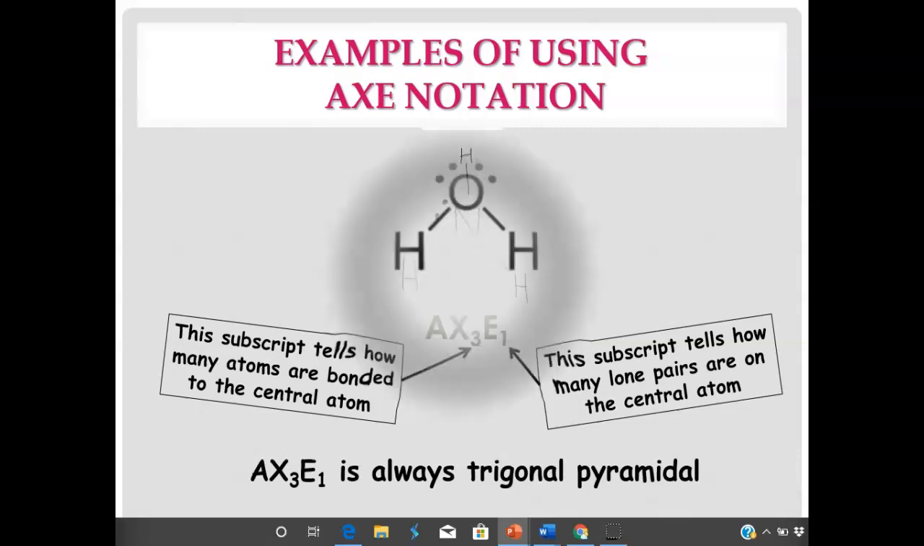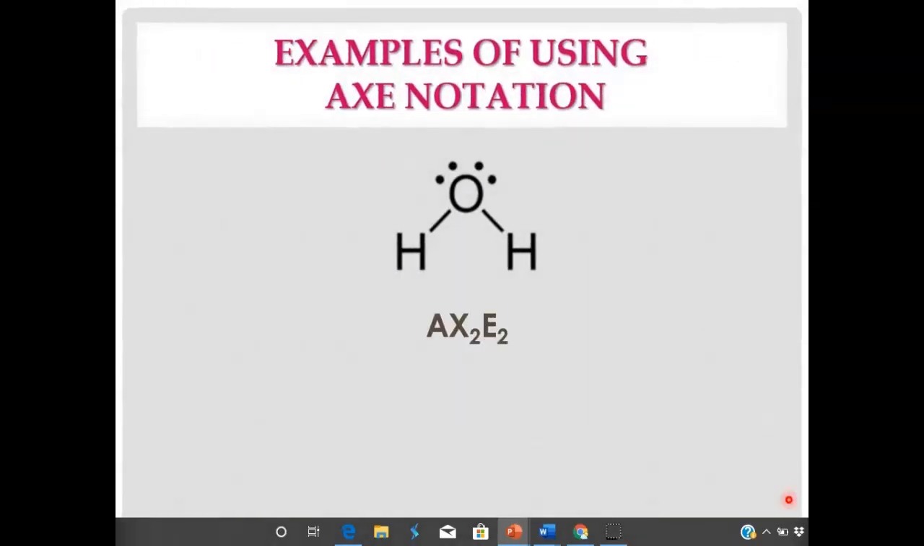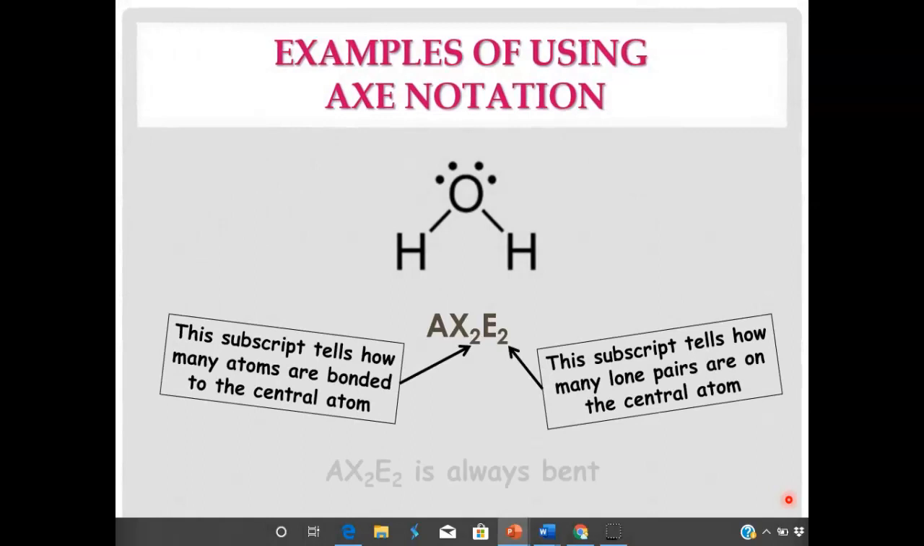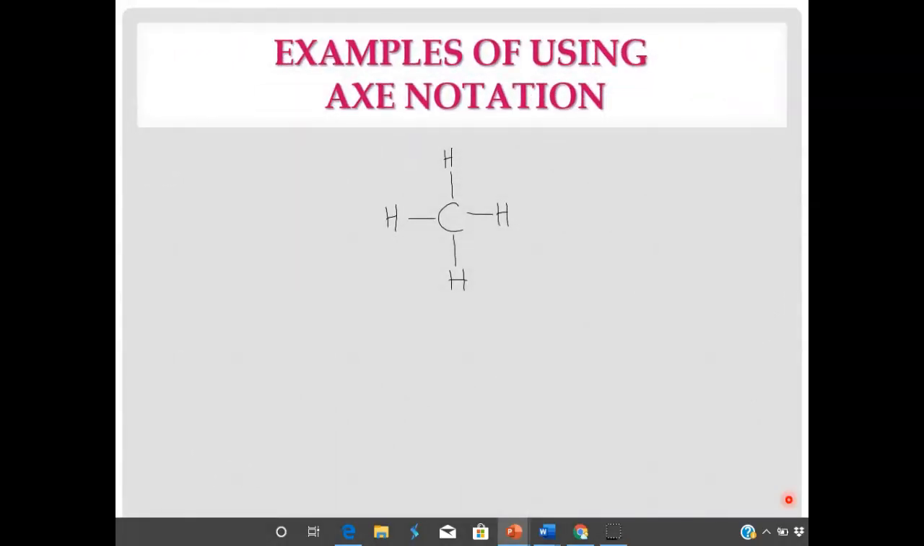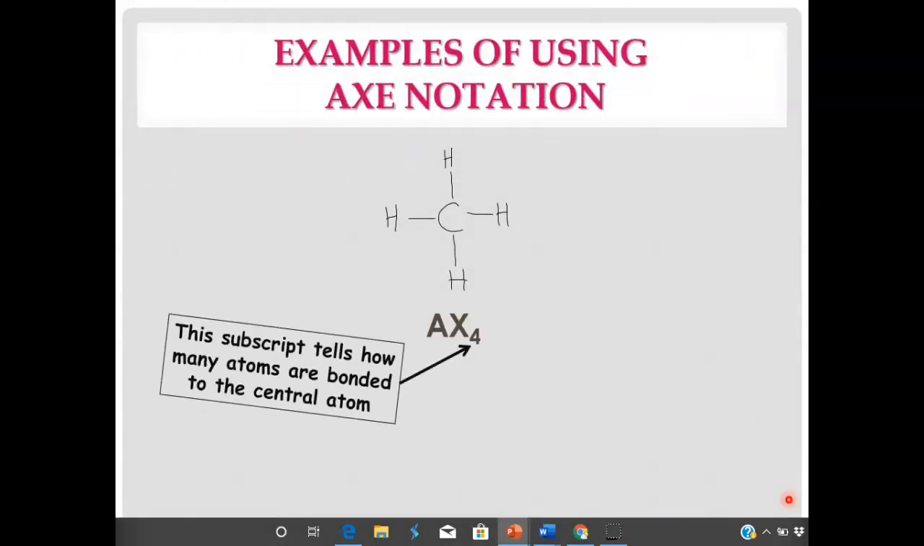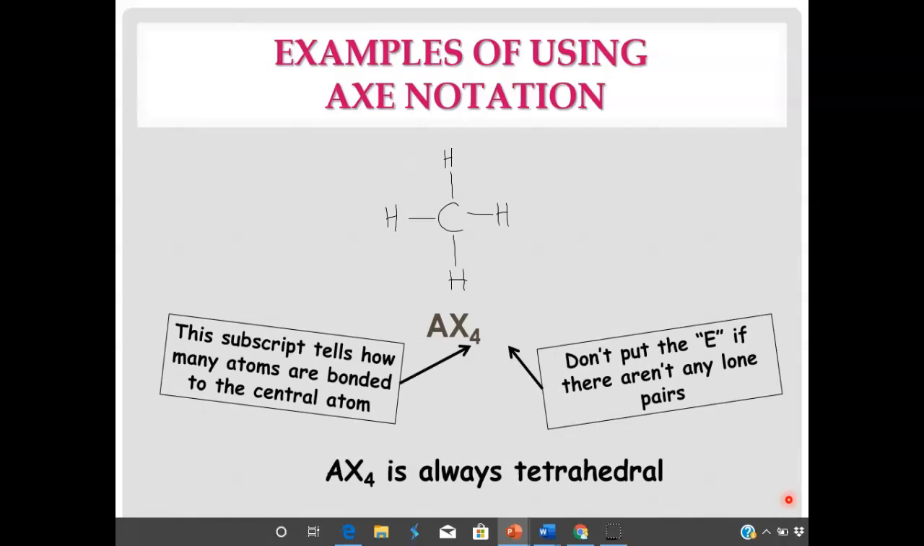AX3E1 is always trigonal pyramidal, and AX2E2 is always bent. AX4 is always going to be tetrahedral.